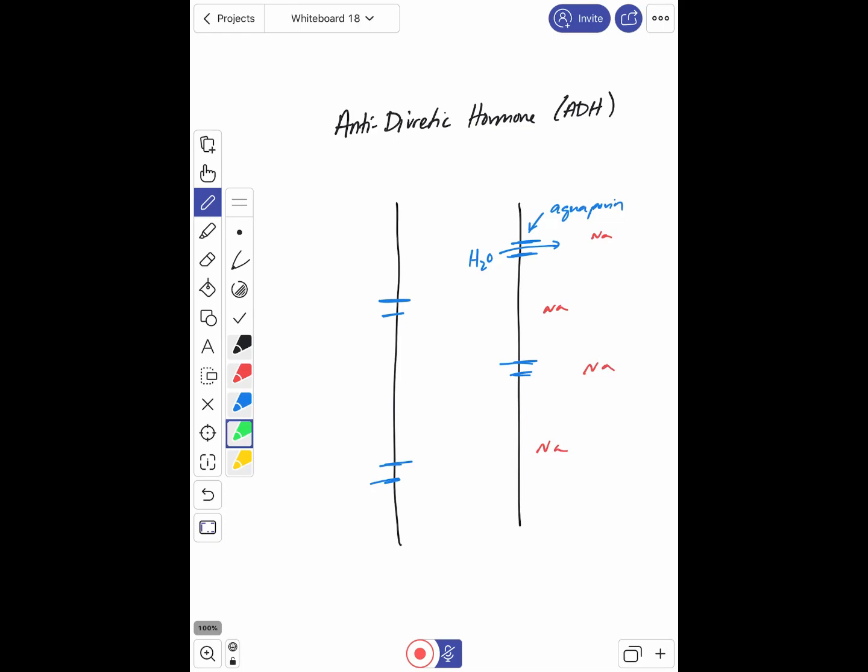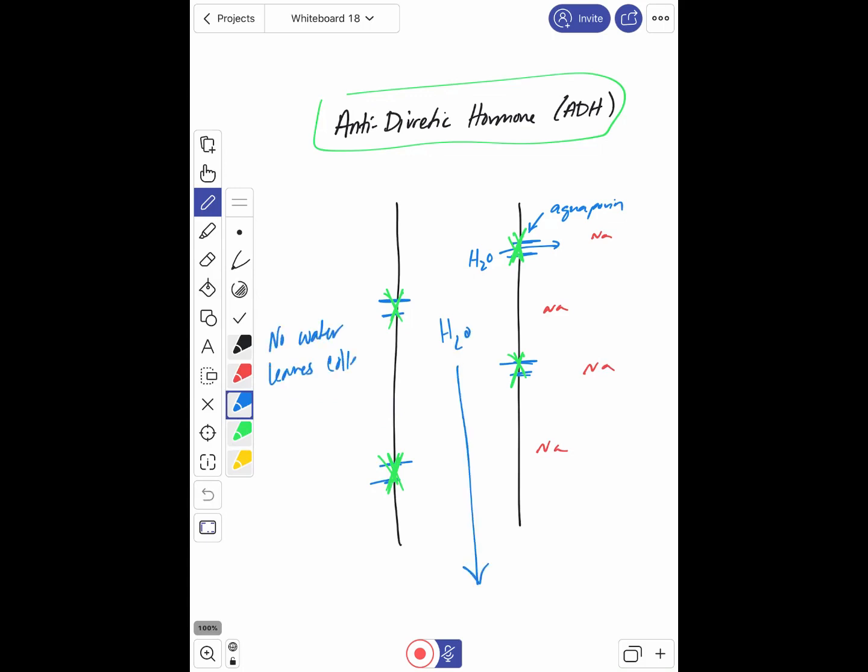Conversely, if we block ADH, which is something that's done by caffeine and alcohol, we block the insertion of those aquaporins, and if we do that, now you're peeing more and getting rid of more fluid.